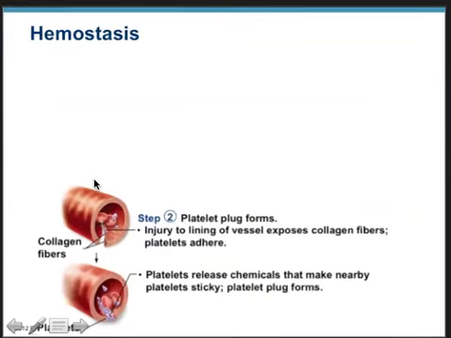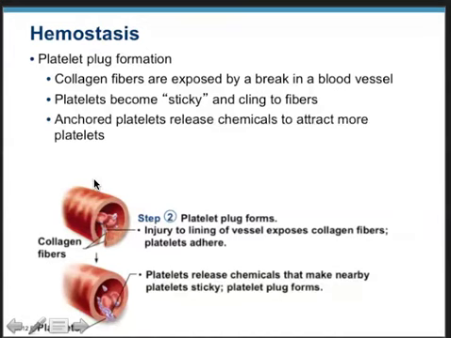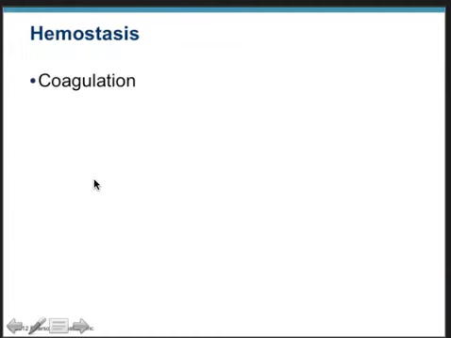The next step is platelet plug formation. The collagen fibers that protrude from the damaged tissue will bind to platelets that are always present in the plasma, causing them to cling to the fibers, and they'll release their contents and attract more platelets. The platelets will then pile up and form a platelet plug. In addition to that, as the platelets rupture, they'll release clotting factors that will promote the formation of a blood clot. And this is what we call coagulation.